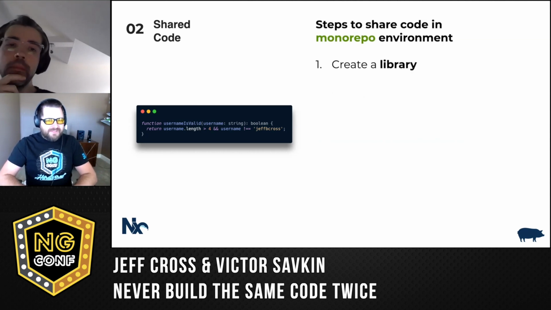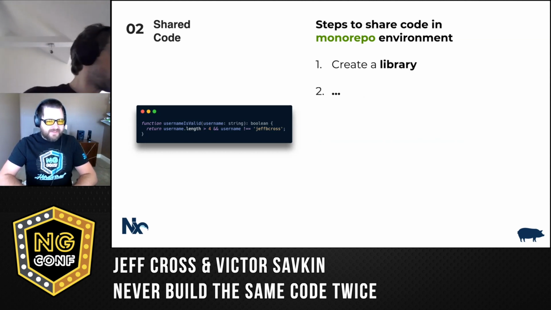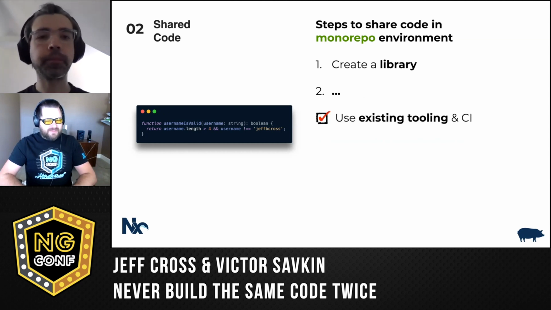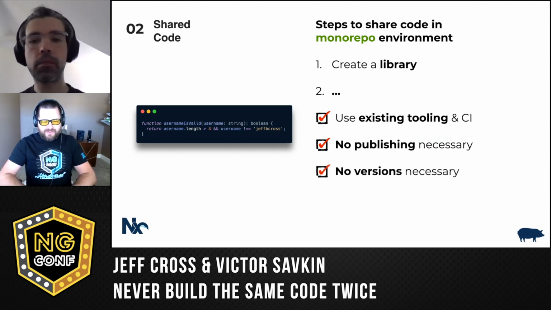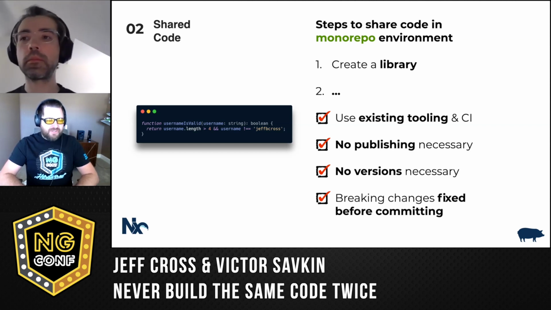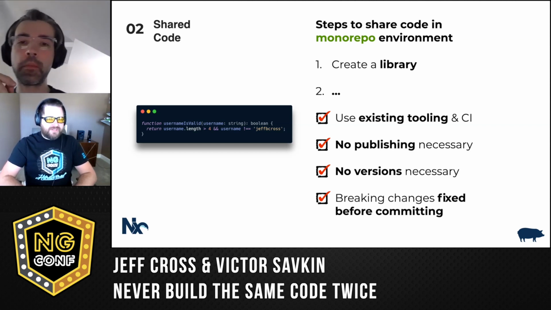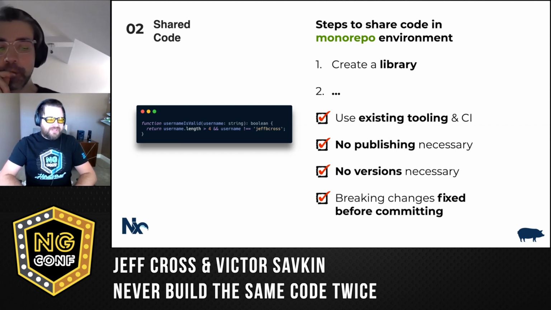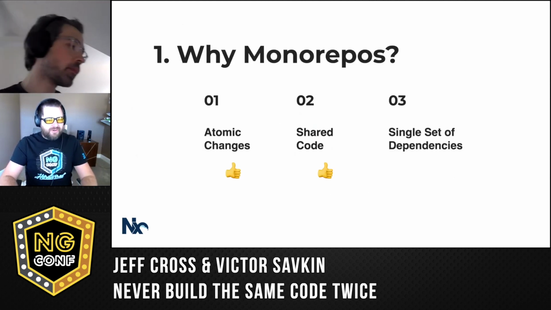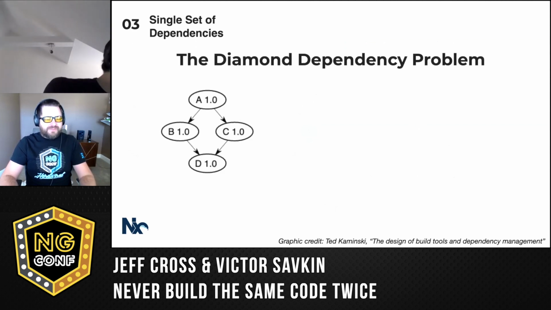But if you have them in the same monorepo, in the same repository, all you have to do is create a library, and that's it. You've got all the build tooling set up already. You've got the CI that's set up. You don't need to publish because everything's depending on the source of everything. So no versions are necessary. And anytime you make a breaking change, you just fix whoever depends on that change, and you don't actually break anything. You just change your API and change whatever depends on it. So that's why monorepos make shared code essentially free for what was complex before.